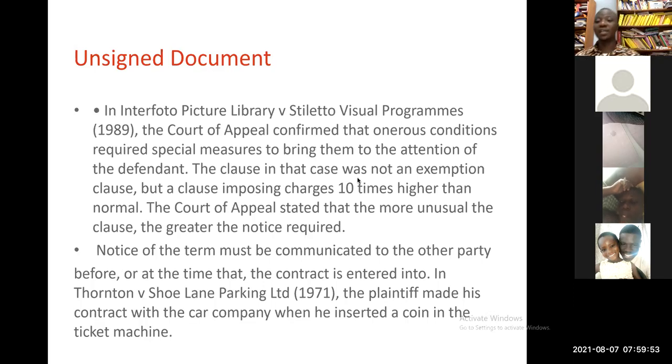And that was why, in the case of Interfoto Picture Library against Stiletto Visual Programmes, the English Court of Appeal confirmed that onerous conditions required special measures to bring them to the attention of the defendant. If you look at that case, for example, there was a clause imposing charges 10 times higher than the normal charges, as is usually done in that type of contract. And the Court of Appeal said, if you have a more unusual clause, then greater notice of it is required, so that the other party against whom it is going to operate will have no doubt in his or her mind regarding that particular exemption clause. So that's what we should keep in mind.